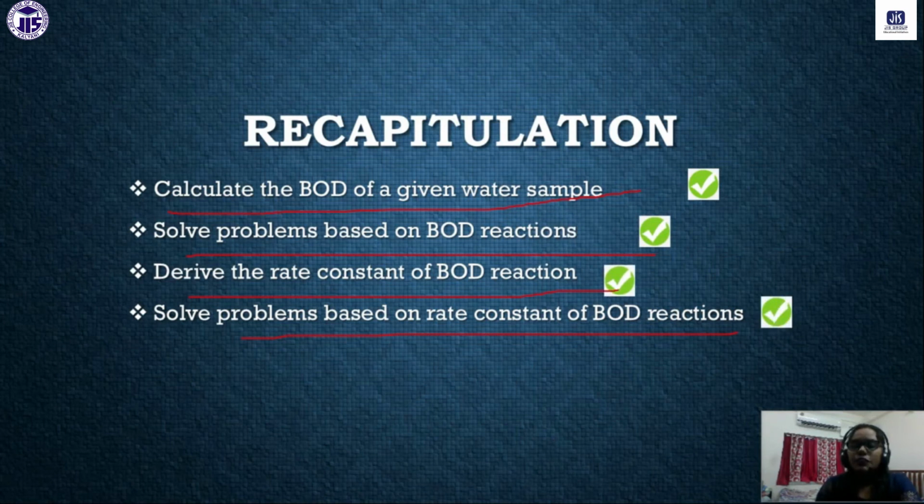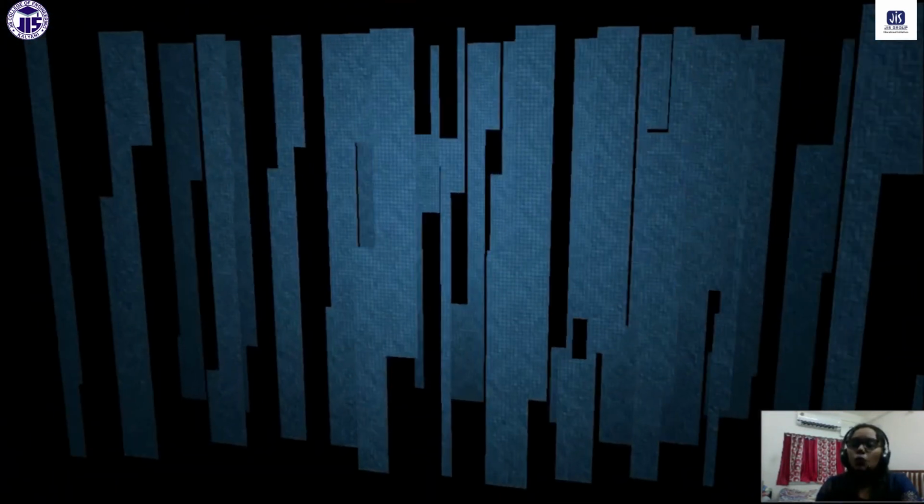Next day, students, we will see more problems based on the rate constant of BOD reaction.